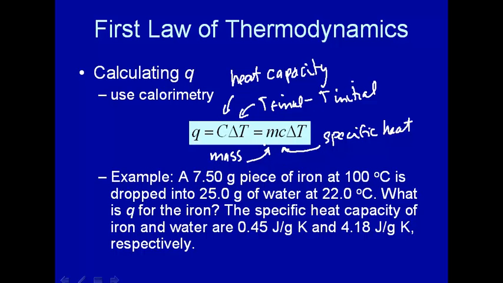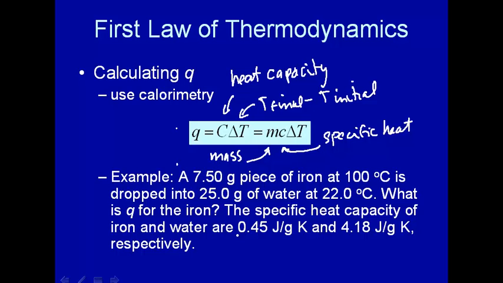Okay, let's apply this equation to calculate Q for this example. This example actually is right out of introductory chemistry, but we'll review it anyway. I have a 7.5 gram piece of iron, and this is at 100 degrees. And you drop that into 25 grams of water at 22 degrees. What is Q for the iron? The specific heat capacities of iron and water are given. Okay, so what is Q for the iron?